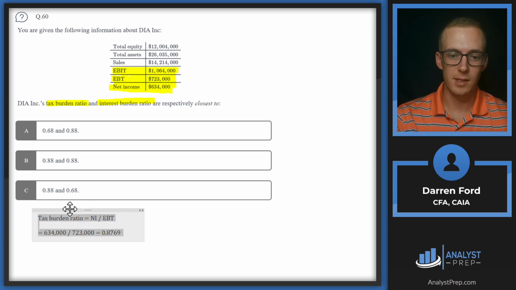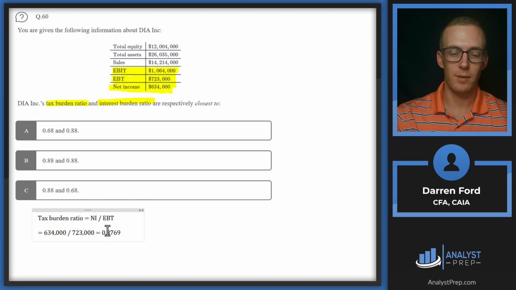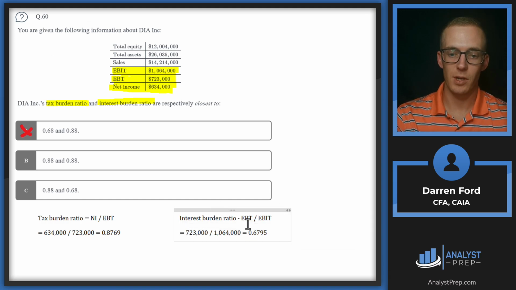So pulling in the tax burden numbers first, so we've got that net income, $634,000 over EBT of $723,000. Gives us 0.8769, so we can round that up to 0.88. So from there, we know it can either be answer B or answer C. We can cross off A. And then we'll pull in our interest burden ratio. Interest burden ratio is that 723 again for EBT divided by 1,064,000. Gives us 0.6795, which is rounded up to 0.68. So we can go with answer C.